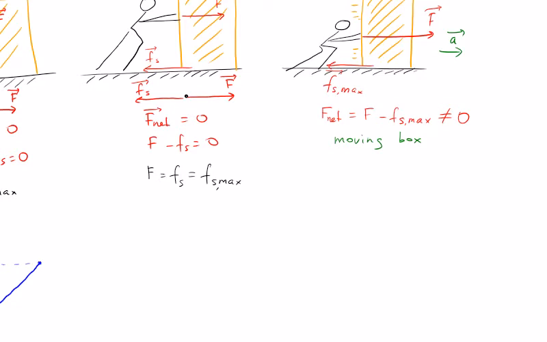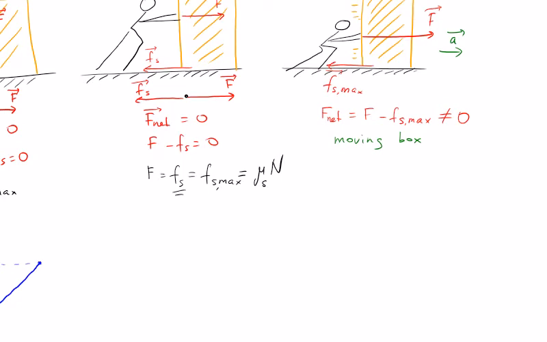Just when it starts sliding, in this case, our static frictional force equals mu s times normal. And then it's maybe more accurate to write this equation in the second case, under the second picture, where Fs max equals mu s times the normal force, and this becomes the static friction.